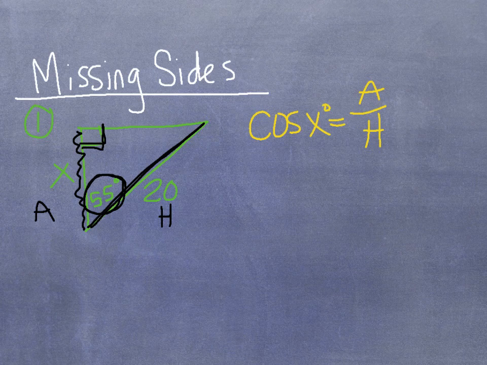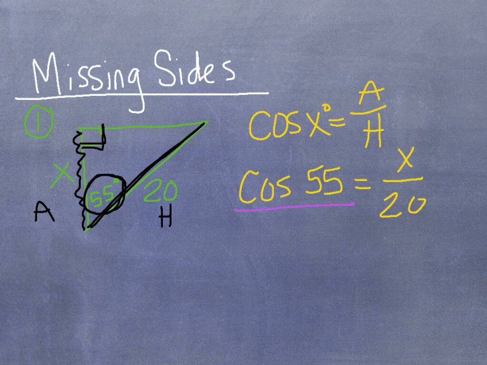Now this time, we know that x is 55. So instead of leaving the x alone like we did last time, we're going to plug in 55 degrees for x. Adjacent is x and the hypotenuse is 20. So now, in your calculators, you're going to type in the cosine of 55, and you will get a very long decimal.